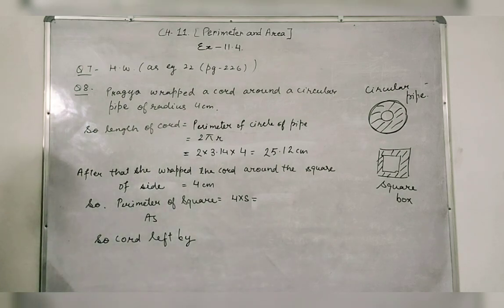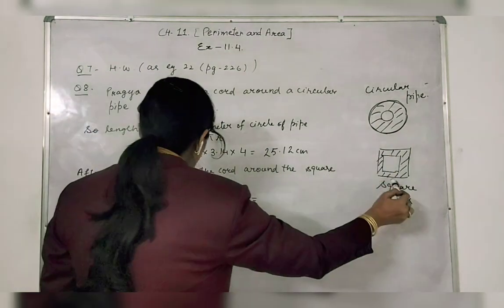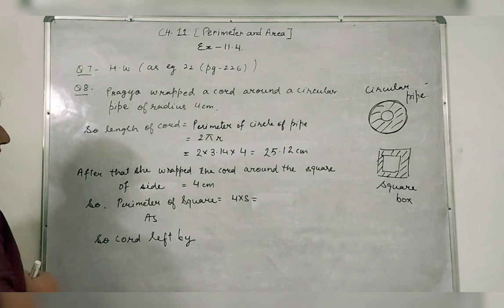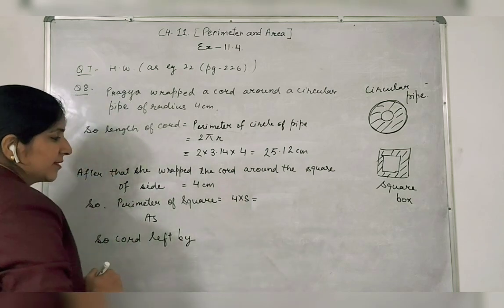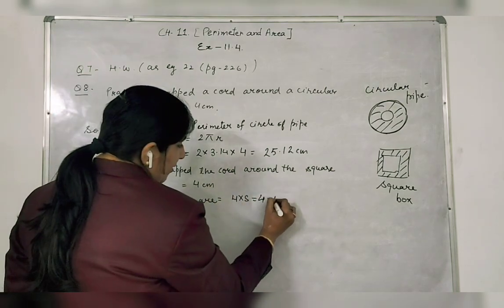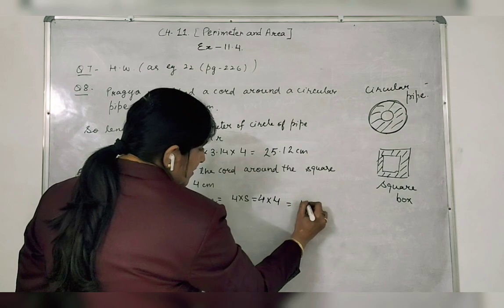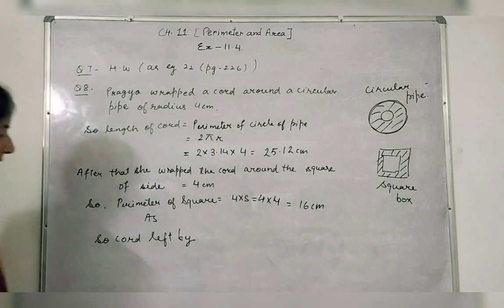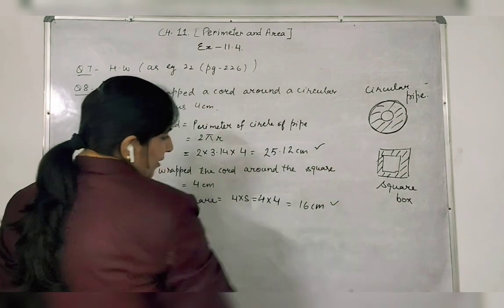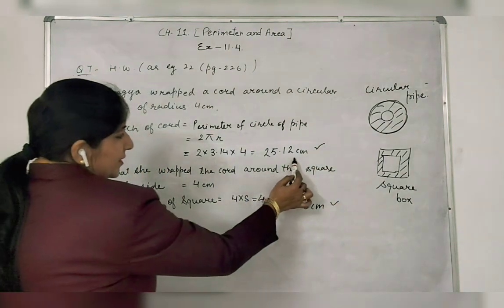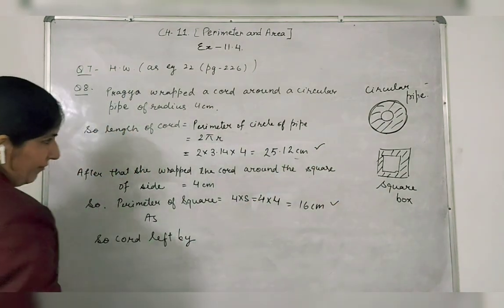Now after that, she wrapped the cord around the square box of side 4 cm. Now what is the perimeter of the square? We need to calculate 4 multiplied by side, that is 4 multiplied by 4, which is 16 cm. Fine. Now you can compare both the perimeters. Which one is greater? This is greater. It means the cord is left, we can say.